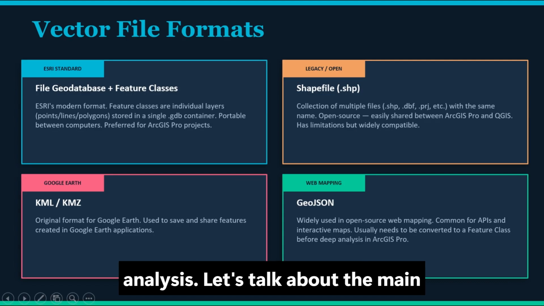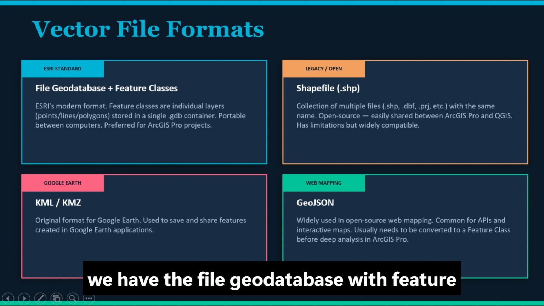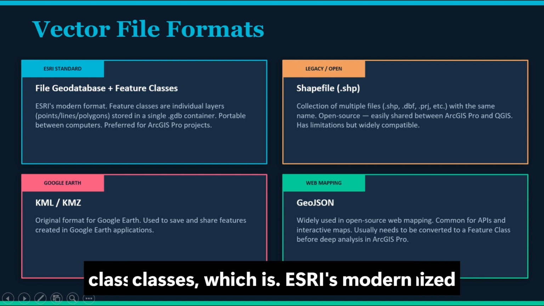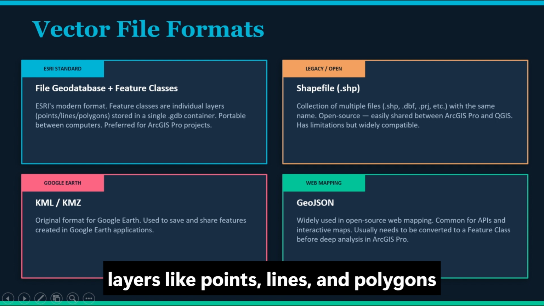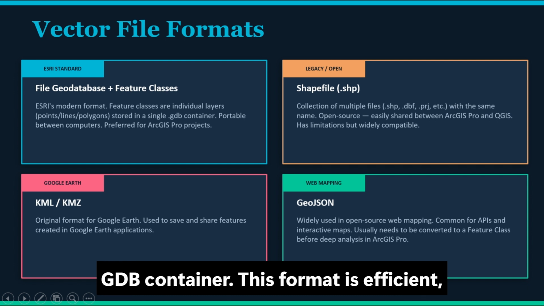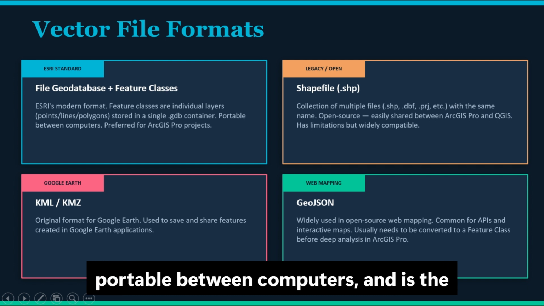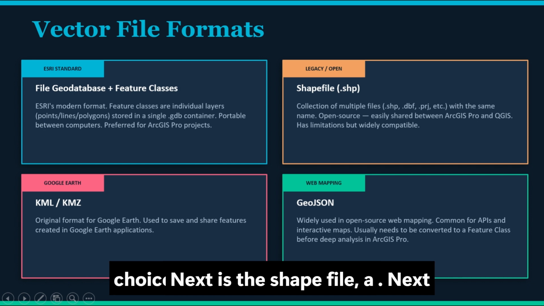Let's talk about the main vector file formats used in GIS. First, we have the file geodatabase with feature classes, which is ESRI's modern organized database system. Multiple layers like points, lines, and polygons can be stored within a single .gdb container. This format is efficient, portable between computers, and is the preferred choice for ArcGIS Pro projects.